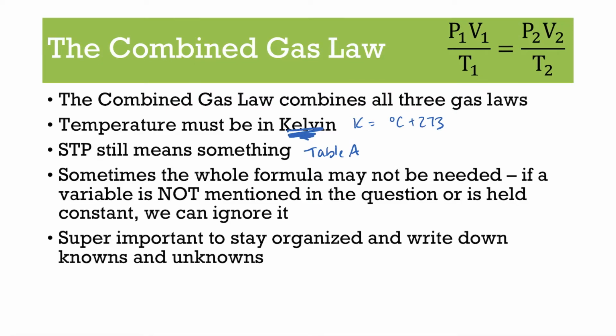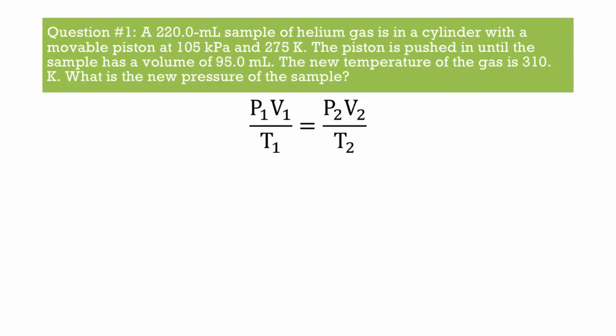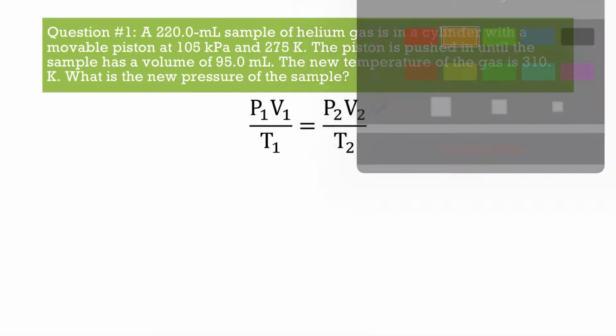Now, other things to think about when we are looking at the combined gas law equation, with different questions: sometimes the whole formula may not be needed. So we'll go over an example like this. If a variable is not mentioned in the question, or if it says this variable is held constant, then we can just ignore it to make our life a little bit easier. Again, we'll go through an example like that. So with this, and like always, but especially now because it looks a little more complicated, it is super, super, super important you take your time, you stay organized, you write down all of your steps. So let's get into it.